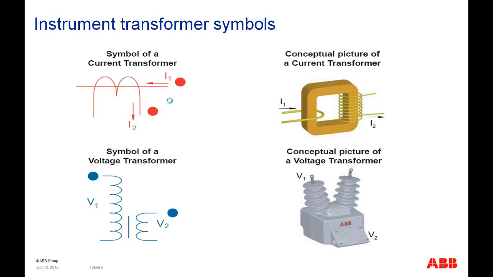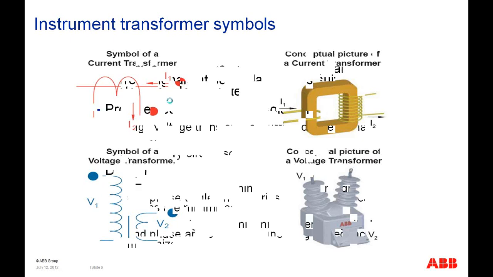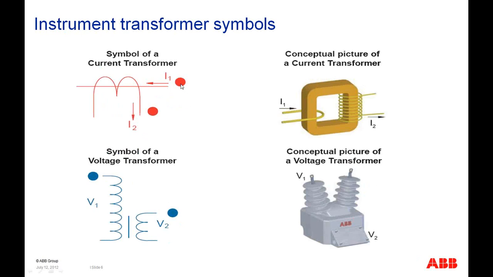A thing I want to show you specifically is these dots that you see both on the current transformer and the voltage transformer. These are called polarity marks, and those are extremely important when you're using these in conjunction with relays. Pay close attention to these polarity marks, because that tells you the exact direction of a current flow, and it tells you the polarity on the voltage transformer.